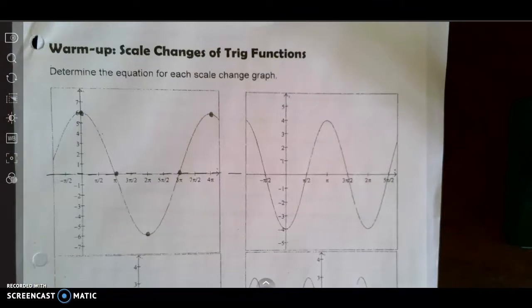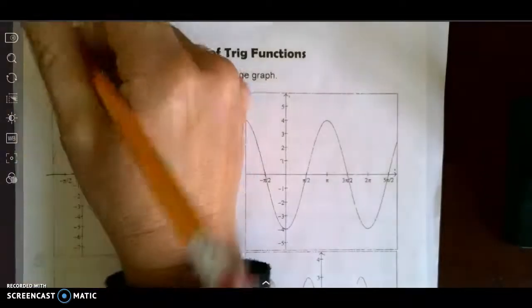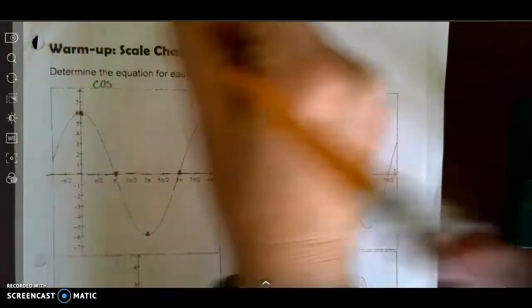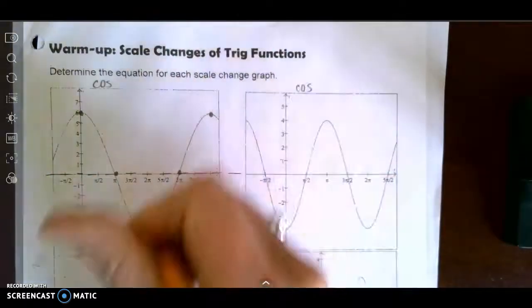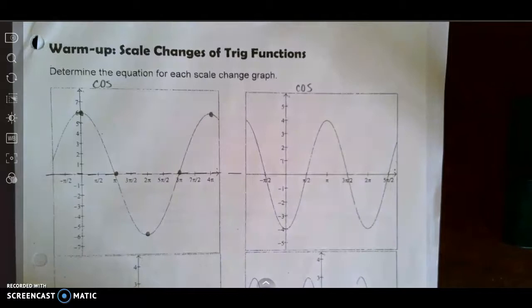Okay. And then I want to go ahead and label my key points. And let's see, for the top two, we're just going to do cosine, and for the bottom two, we're just going to do sine, rather than doing both. So what I need to do is figure out what my scale change is.